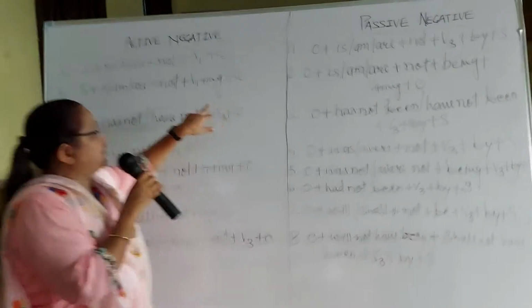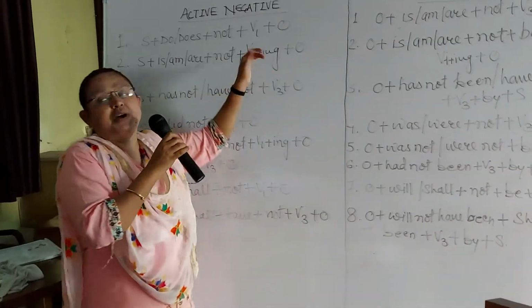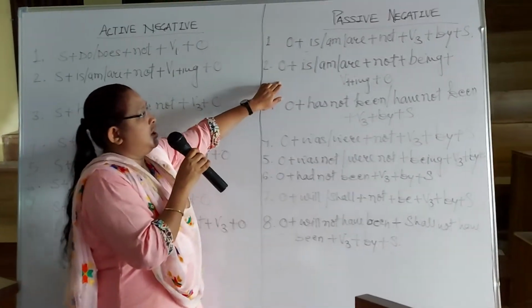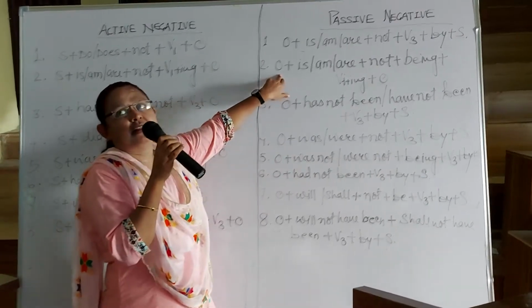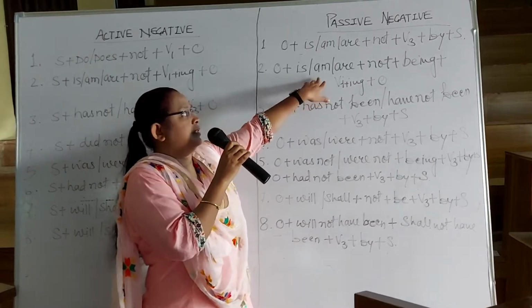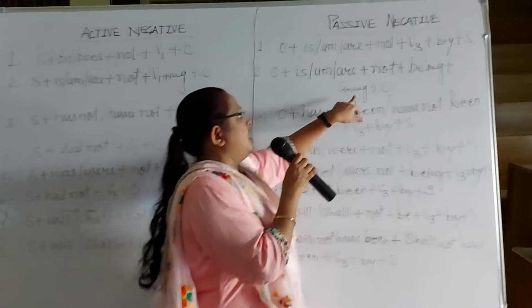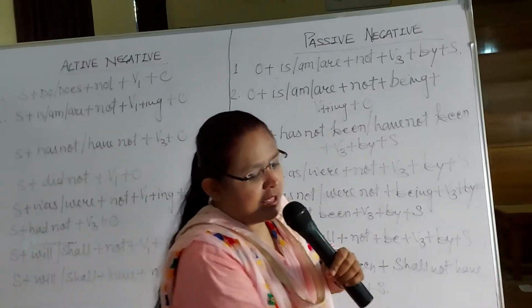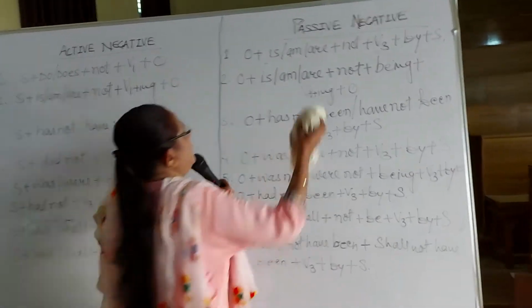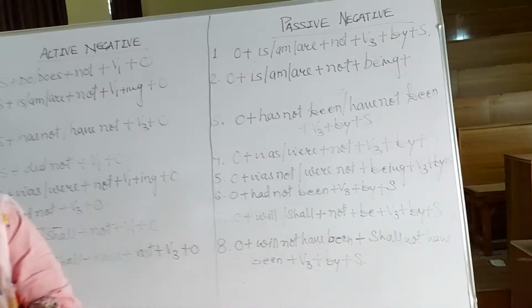For the second structure, the present continuous, you know: subject, is/am/are, not, V1 plus ing, and object. When you change into negative passive, first you put the object, then according to the object you write the helping verb, then not, then being, then comes the third form of the verb, and at last by and subject. So students, easily you see the second structure for changing to negative.